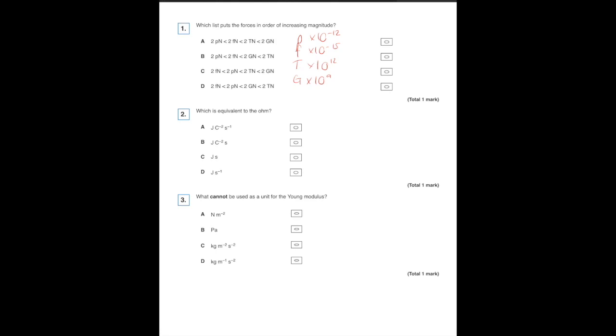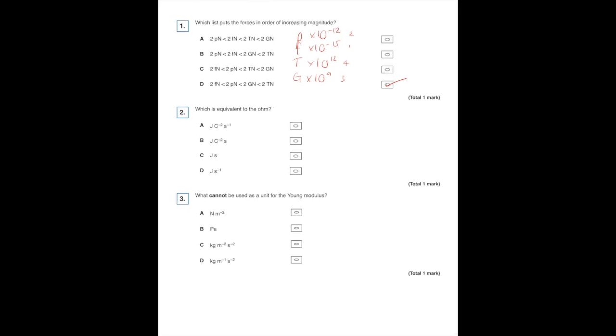Therefore, if you are putting them in order of increasing magnitude, you find that femto is the smallest, then we've got pico, then giga, and then tera. Therefore, our answer there is D. So there is your first one.